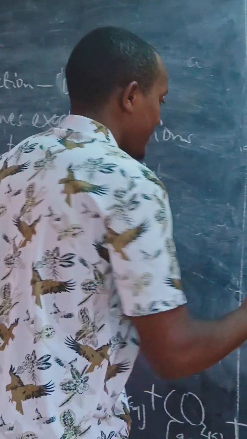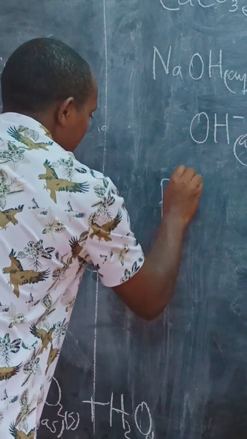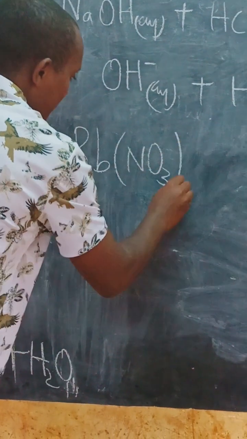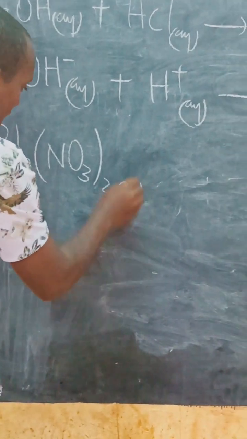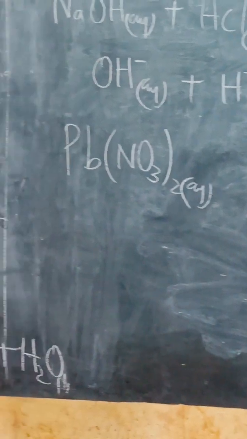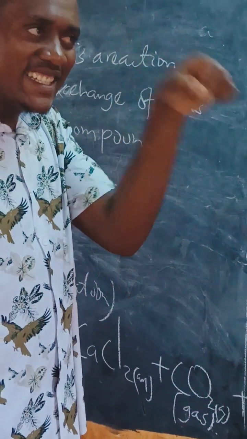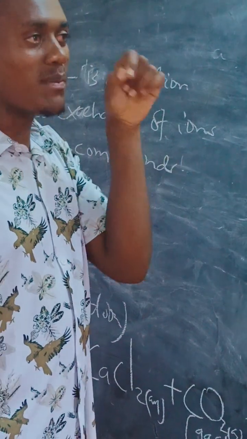So if you mix lead nitrate, if you mix lead nitrate aqueous. Now this is precipitation. A precipitation reaction is a reaction in which solids are formed from aqueous solution.